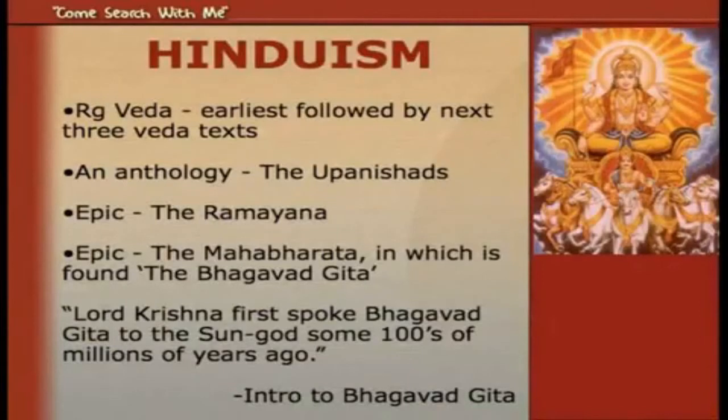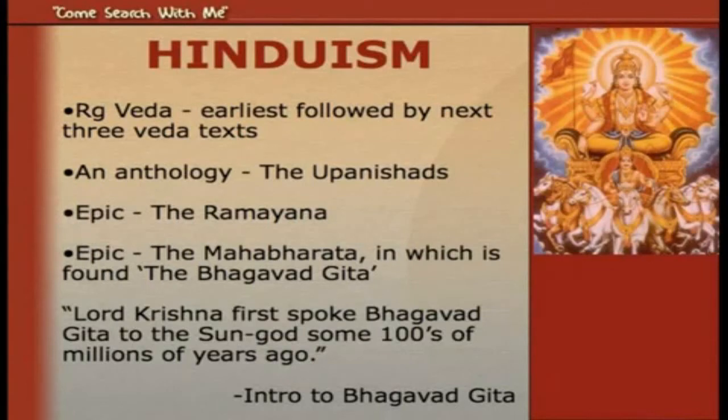Now with these words, let's look at the writings themselves. Hinduism. The Rig Veda is the earliest text, followed by the next 3 Veda texts, and then an anthology which is known as the Upanishads, and then an epic or a big story which is called the Ramayana, the story of Rama and Sita, and then the Mahabharata, in which is found the Bhagavad Gita. So the Bhagavad Gita is the baby of their literature, the youngest one.